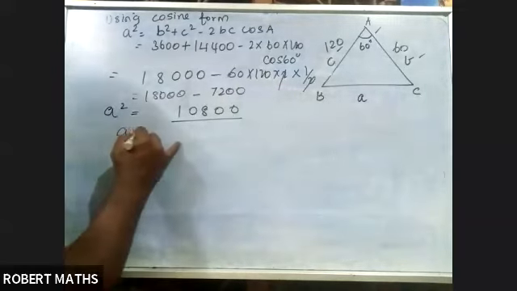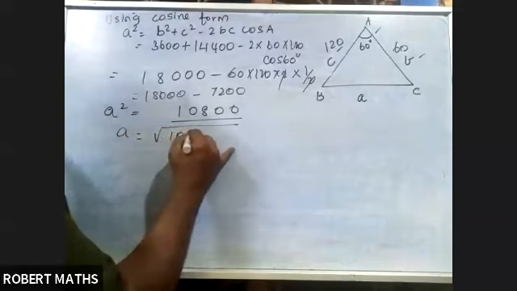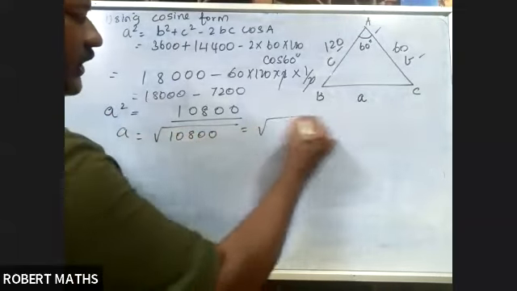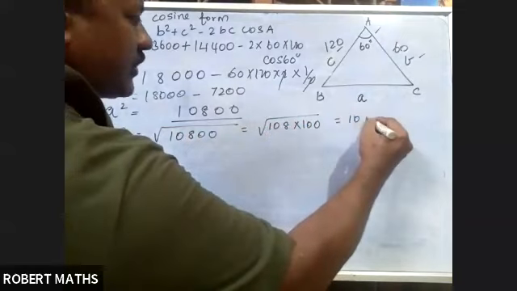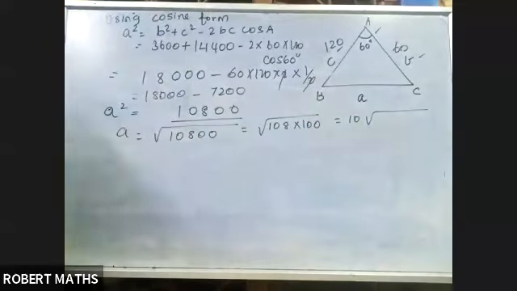Let us find this as the square root of 10800. How can we write 10800? 108 into 100. Square root of 100 is 10. How can we write 108? We can write this as 9 into 12.